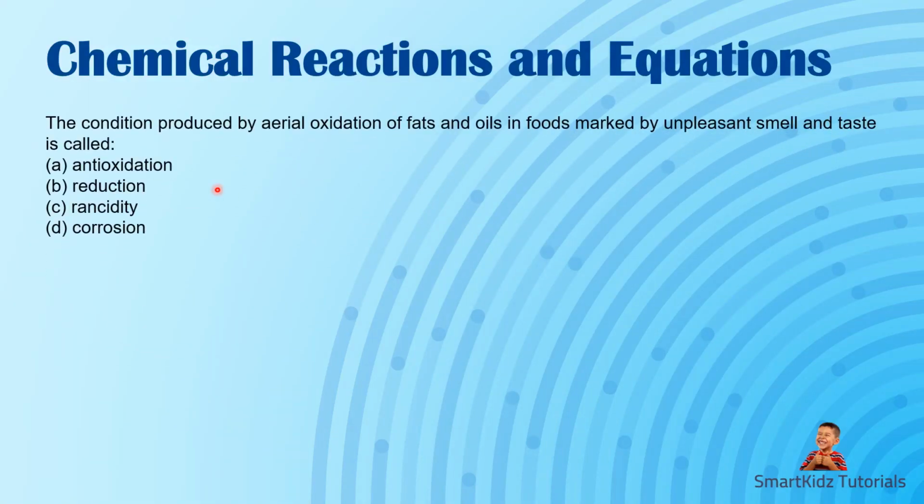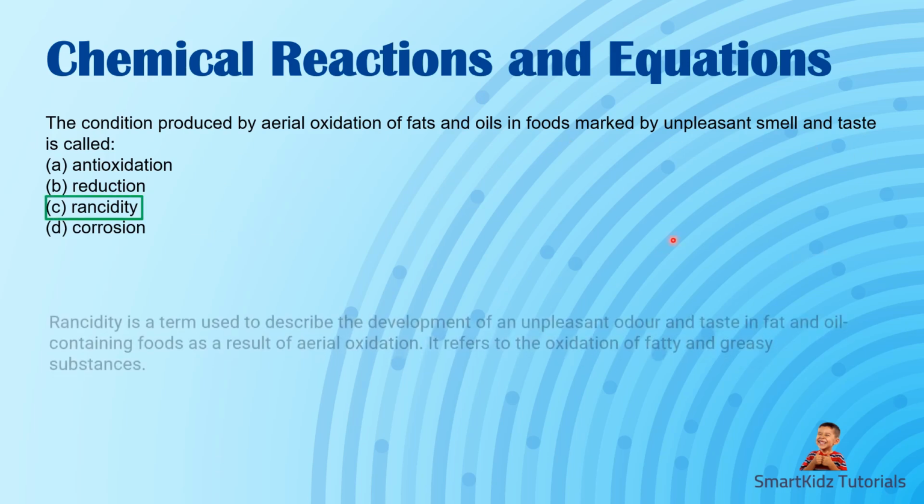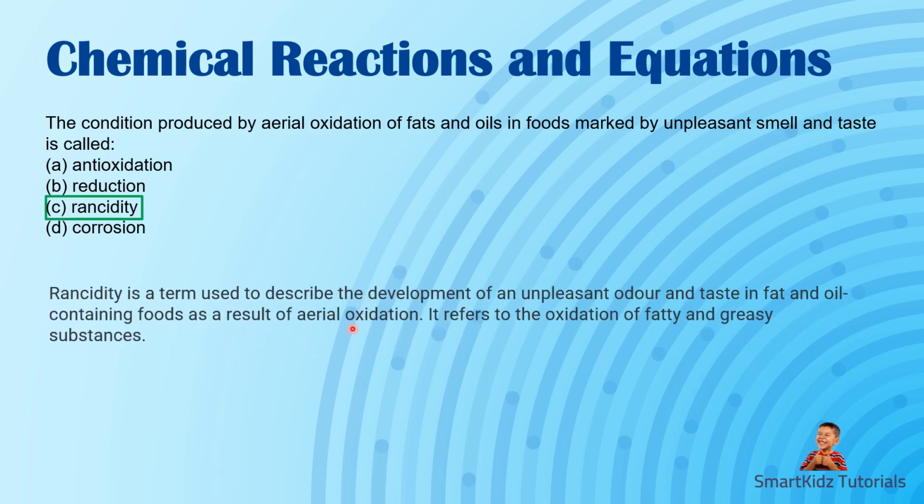Next question. The condition produced by aerial oxidation of fats and oils in foods, marked by an unpleasant smell. So this is referring to rancidity. Here you go. We know what rancidity is. It is the term used to describe the development of an unpleasant odor and taste in fat and oil containing foods as a result of aerial oxidation from the atmosphere. That leads to bad and unpleasant odor, and spoils the food as well.